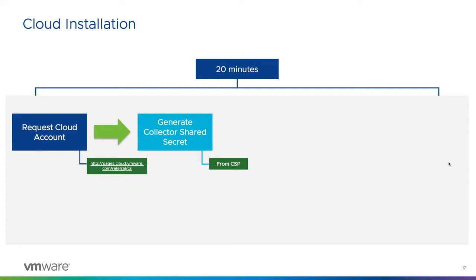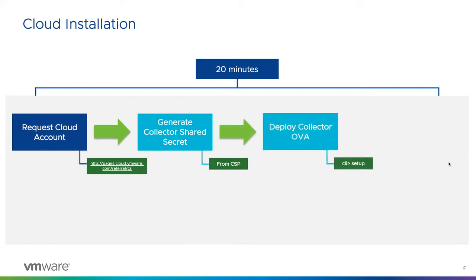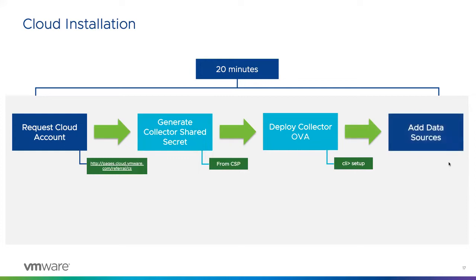And then from there, you'll generate your collector shared secret, and you'll download the collector OVA, deploy that within your environment, and assign its IP address and so on. And then it will pair to VMware Cloud Services to the platform. And then again, it's adding the data sources, and you're off to utilizing vRealize Network Insight.